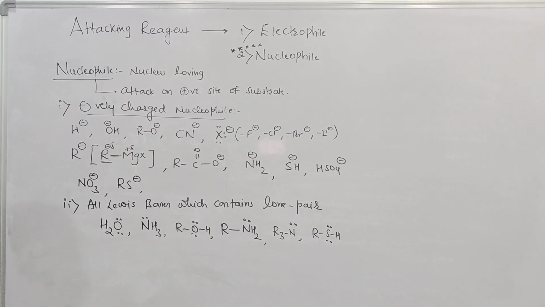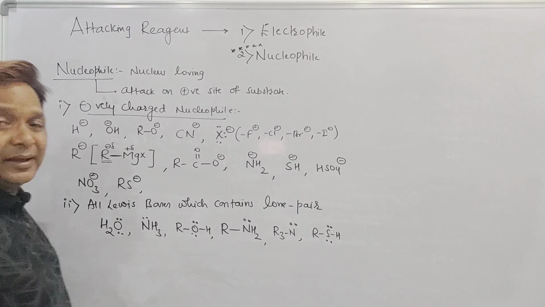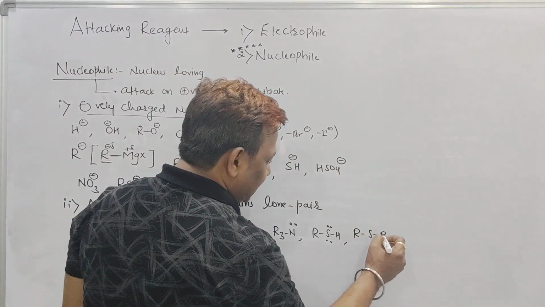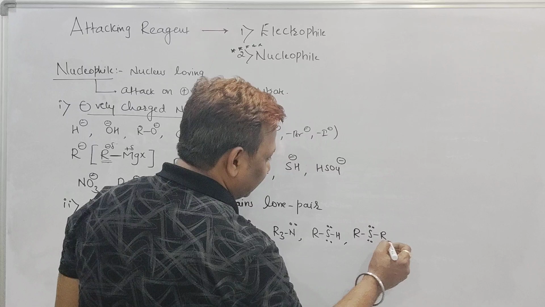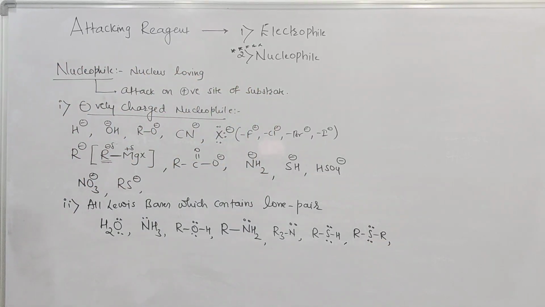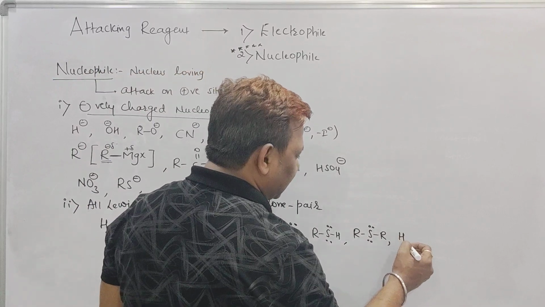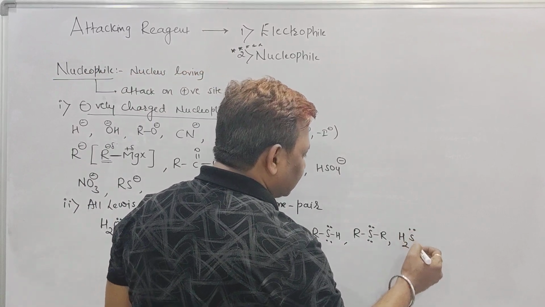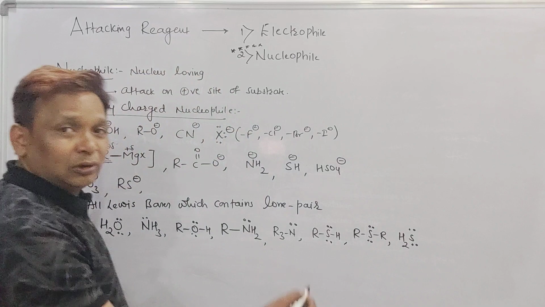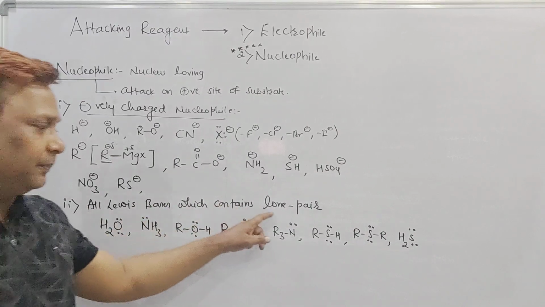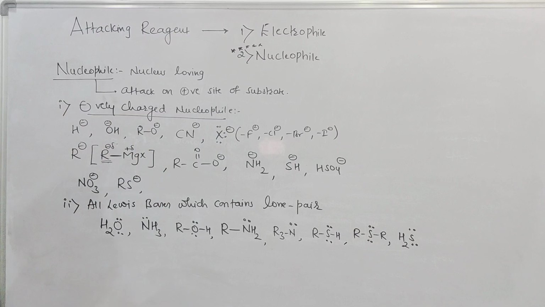Even RSR, a thioether, sulfur having a lone pair, acts as a Lewis base. Wherever lone pairs are there, with a tendency to donate them, they act as a Lewis base. And obviously they act as a nucleophile. H2S also acts as a nucleophile. So these are the Lewis bases, they have the lone pair and they all will act as a nucleophile.